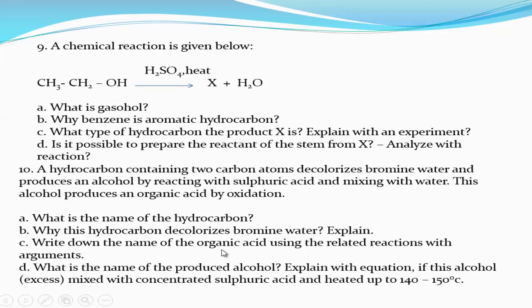Write down the name of the organic acid using the related reactions with arguments. You have to write the step-by-step reactions. What is the name of the produced alcohol? This is ethanol. Explain with equation what will be produced if this alcohol is mixed with concentrated sulfuric acid and heated. Actually at first ethanol and then ethanoic acid.